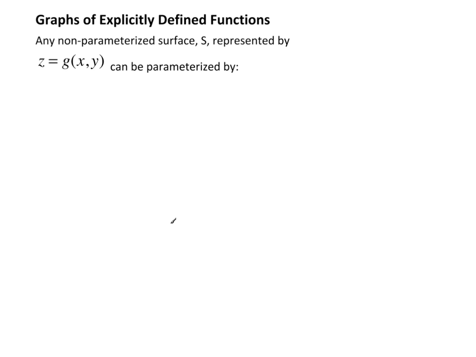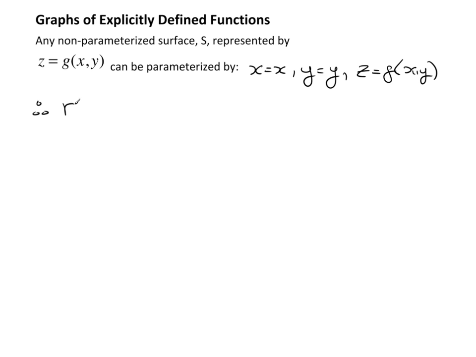Now, any non-parameterized surface S, simply z equals some function of x, y, can be parameterized. We can quickly and easily parameterize it by saying that x is equal to x, y is equal to y, and of course z is equal to the function g of x, y. So that's really not cheating. It's just kind of, in a way, stating the obvious.